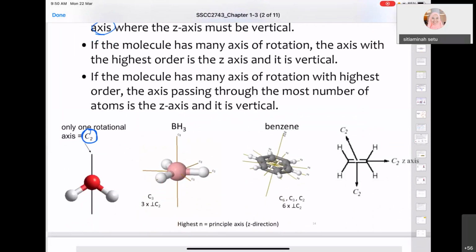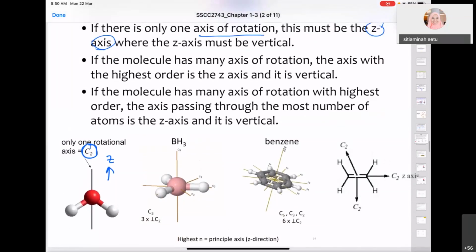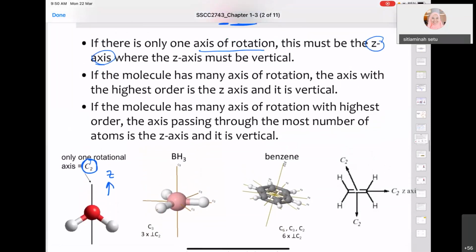So this axis of rotation is the Z axis. Okay, so kat sini adalah Z axis. Okay, sama juga kalau this is the first rules. Okay, kalau ada satu sahaja axis of rotation, so itu adalah Z axis. Okay, if the molecule has many axis of rotation, kalau dia ada banyak, okay, so the axis with the highest order is the Z axis, which is the principal axis. Okay.